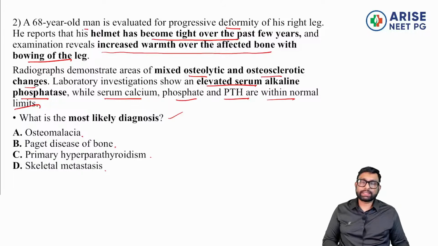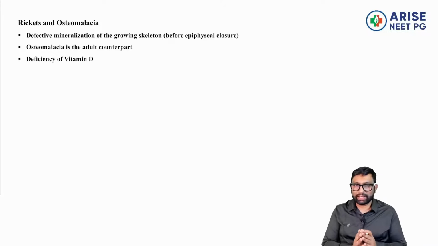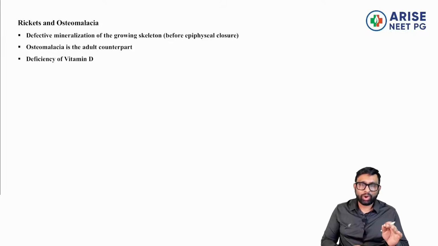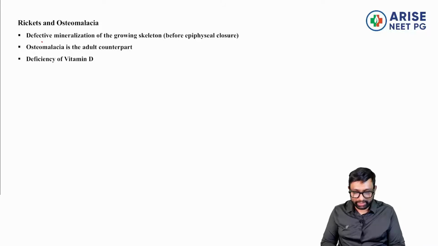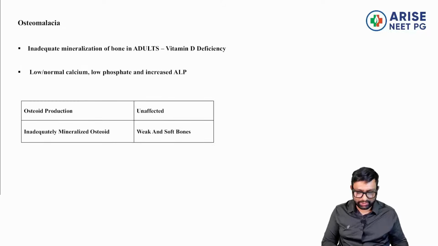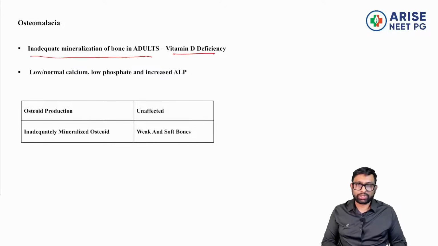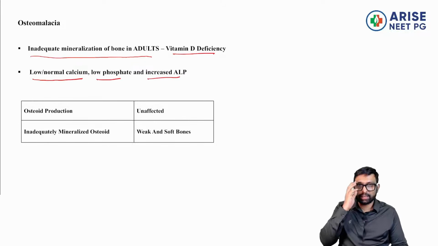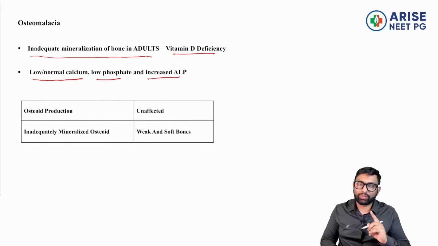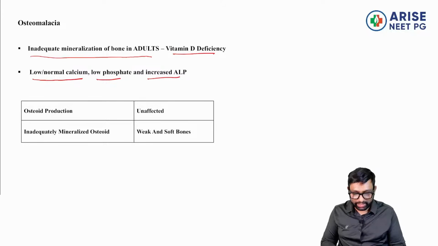Okay, so let's understand each of these conditions before we go into the answer. First, let's understand what osteomalacia is. Osteomalacia is nothing but the counterpart of rickets, where patients have defective mineralization, and because of this the bone is weak. When there is inadequate mineralization of adult bone because of vitamin D deficiency, that results in osteomalacia. Patients with osteomalacia have low to normal calcium, low phosphate and increased ALP. In our case, calcium and phosphate were normal, and PTH also is normal. So this is not osteomalacia. In osteomalacia, we have a problem with calcium and phosphate, and because of that there is defective mineralization.